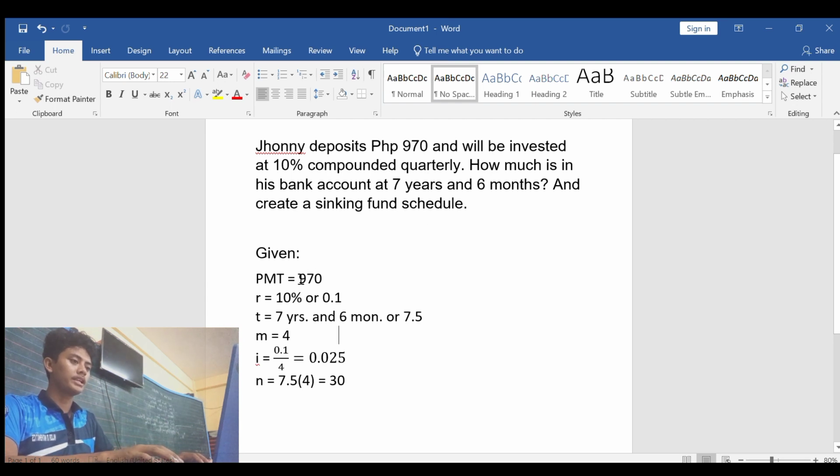So our given here is our PMT, which is 970. Our R or rate is equal to 10% or 0.1. Our time here is 7 years and 6 months, or 7.5. Our M is 4. Then our i is 0.1 divided by 4, which is equal to 0.025. Our N is 7.5 times 4, which is equal to 30. So let's go to Excel and create a sinking fund schedule and solve it.